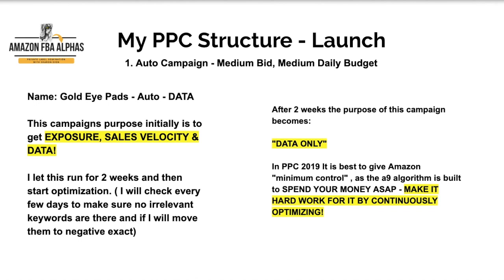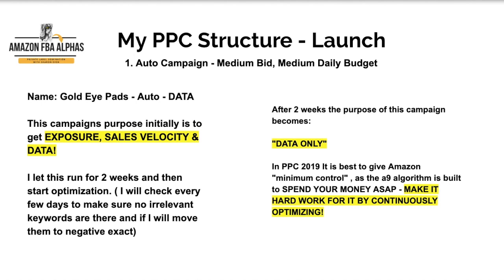Amazon is choosing what keywords it's going to target. So let's pretend you've pulled up a search term report, and "gold eye mask for costume" is coming up. If you're selling gold eye pads, which are cosmetic beauty pads, that has absolutely nothing to do with a gold eye mask. So you would take that and put it into a negative exact. So that's that. After 2 weeks, the purpose of this campaign will become data only.